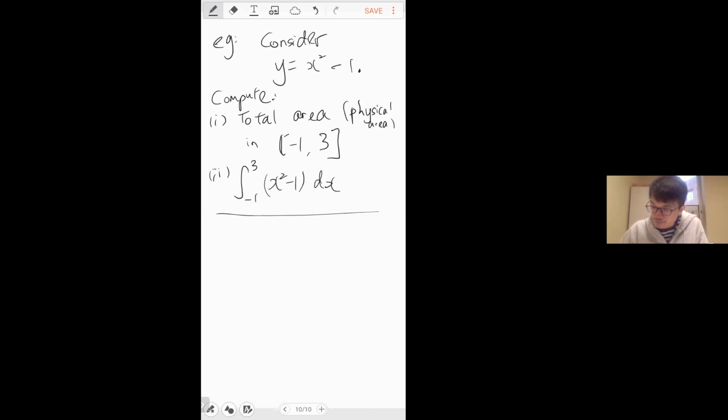So for example, for the function x squared minus 1, I need to draw out the graph. So what does it look like? What does it look like?